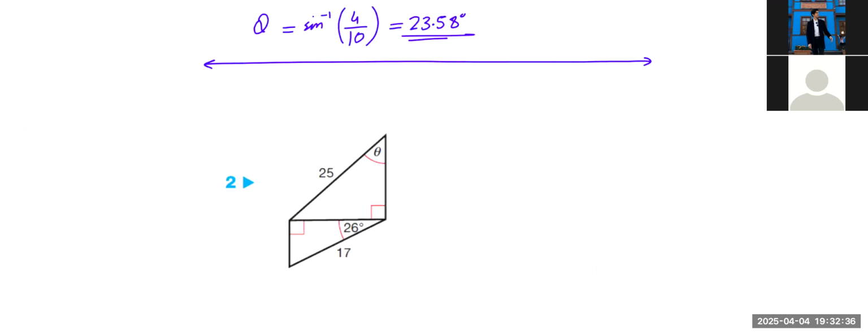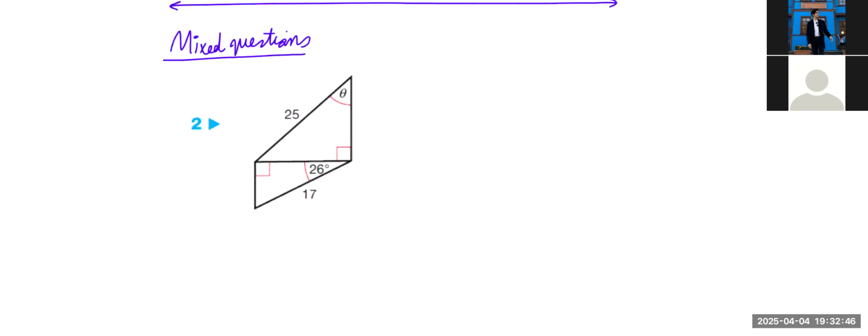If you look at this question, you're supposed to find theta, the missing angle at the top. We call these mixed questions because now we're not just directly giving you one triangle. We want you to use multiple rules together to find the missing thing. So you see two right angle triangles here, one and two, and you want to find this missing angle. Now, which triangle is this angle a part of? You see that it is a part of this triangle, isn't it?